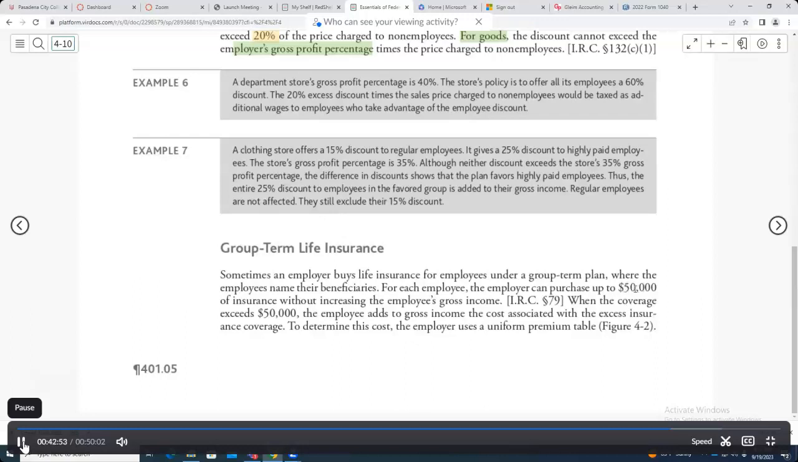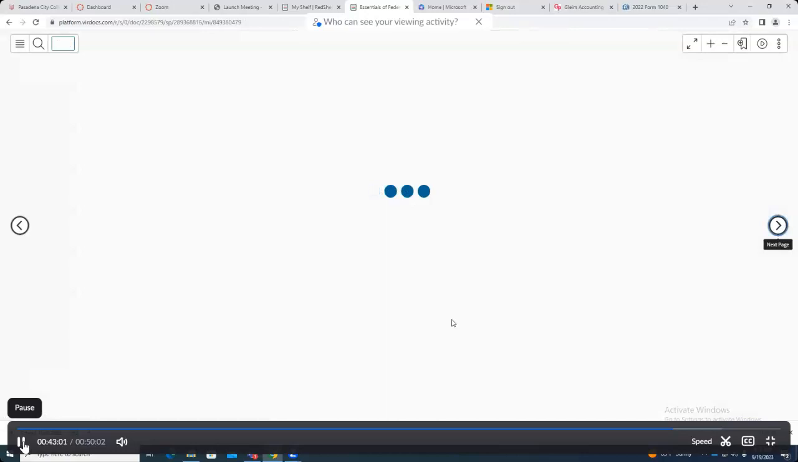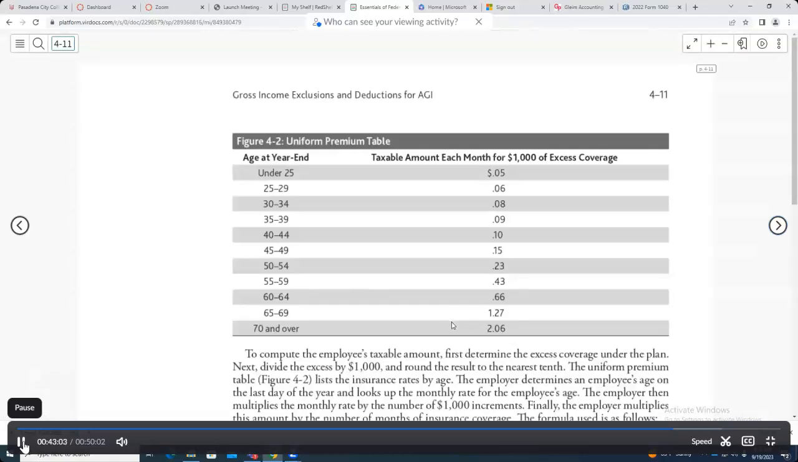So at PCC, they say if you want more than 50, you have to pay for it. But there is a situation where the company says, I pay $100,000 life insurance for you. If the company pays $100,000 life insurance, the second $50,000 is a taxable amount. It is $1,000 multiplied by this many cents, and it depends on how old you are.